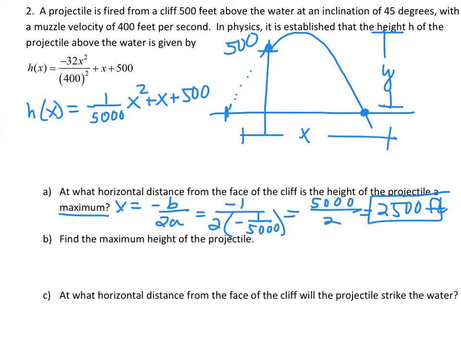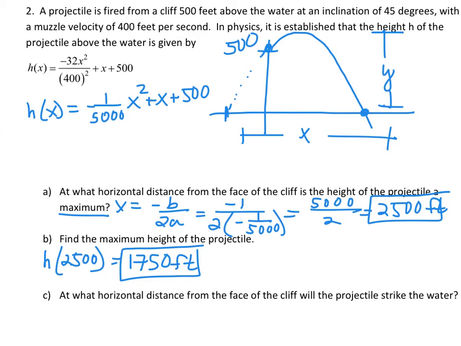And then if you look at part B, it says find the max height. Well, the max height is my y value. So now I can come in here with my new number and find h of 2500. And then once again, with the use of the calculator and all these big numbers, I end up with 1750 for the vertical distance.